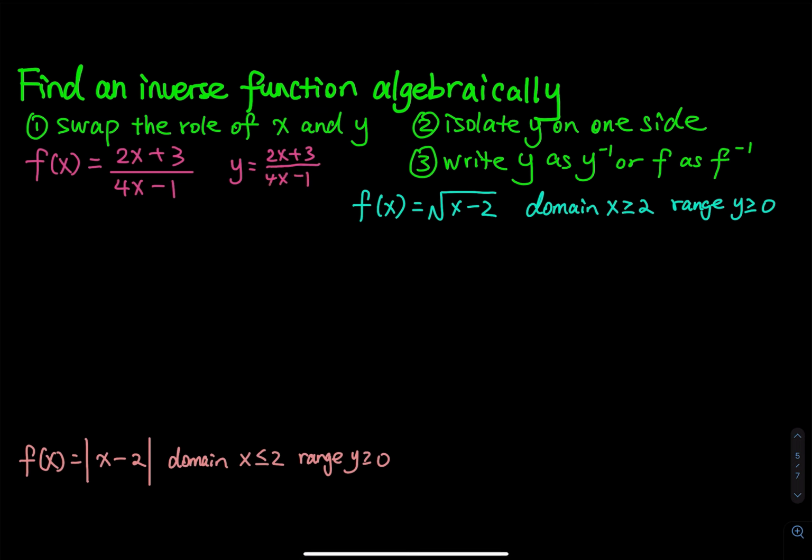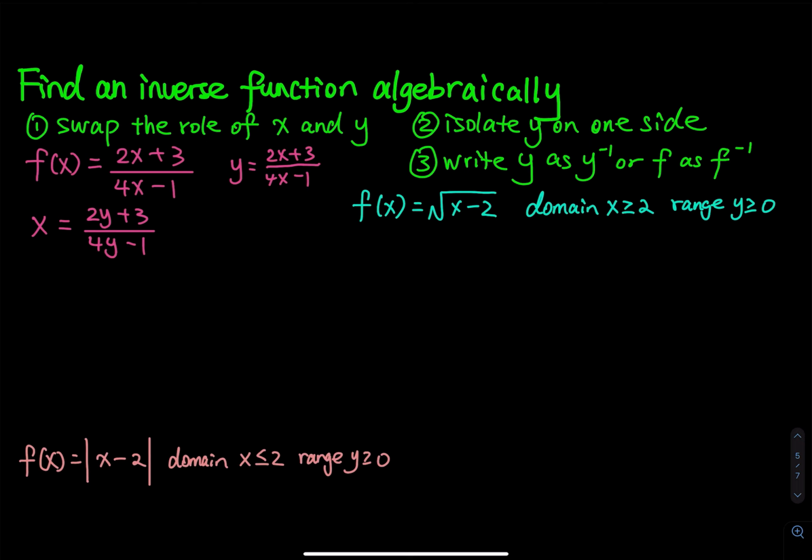So I only change f of x to y, right? So you swap the roles of x and y. So the y becomes x and the other x becomes a y. So x equals (2y + 3) divided by (4y − 1). And then you have to do algebra to isolate y on one side.